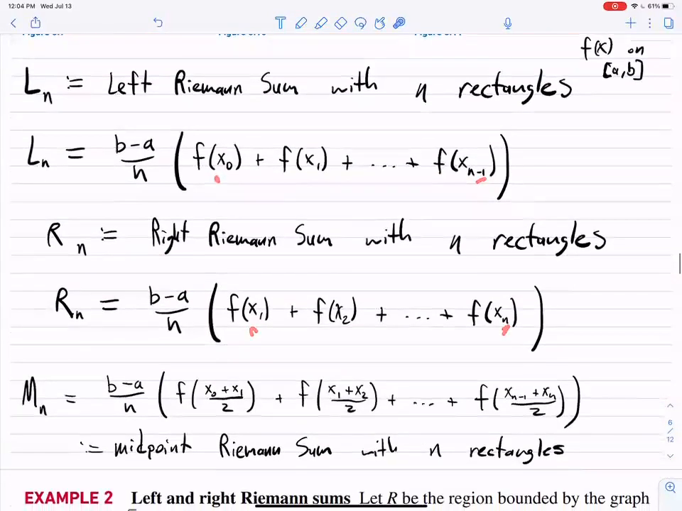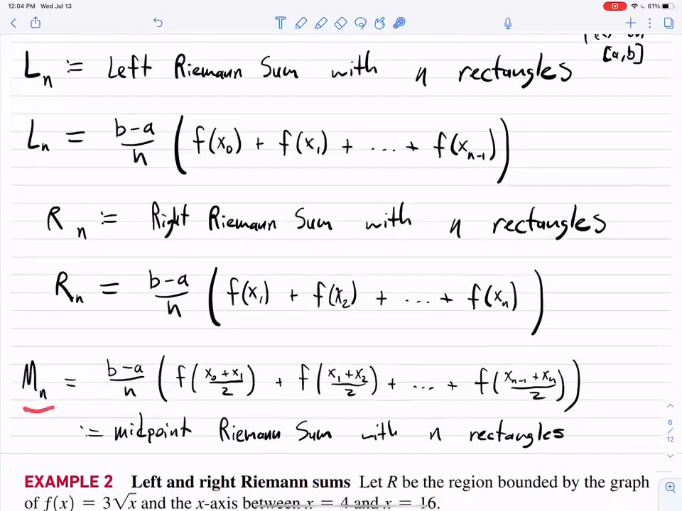To do the midpoint, it looks really gross, but this is the formula. It's the midpoint of the intervals, or what you're plugging in to all those. We're going to call them m sub n, r sub n, and then l sub n.